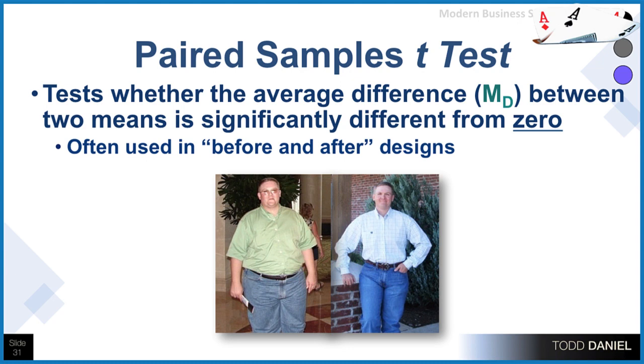So here's what a paired samples t-test design might look like. We're testing whether the average difference, the mean or mu sub d, between the two means is statistically significantly different from 0. It's often used in before and after design.